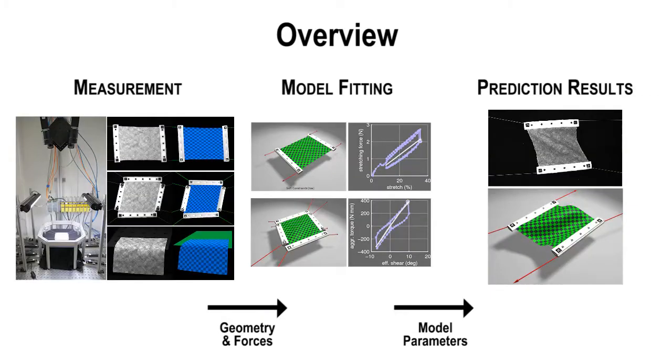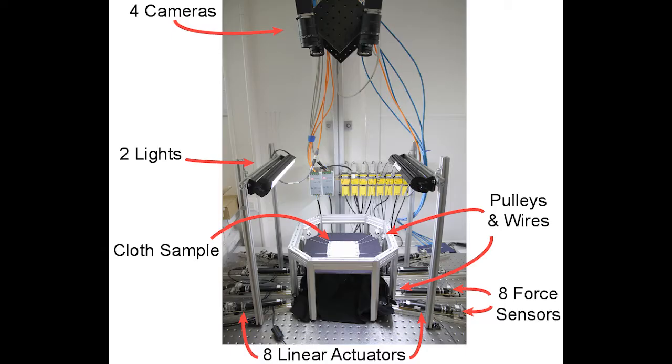Our approach starts by measuring simple deformations, including stretch, shear, and bending. We then fit nonlinear parameters for multiple different cloth models, and finally predict motion under forces very different from those used for fitting. Our measurement setup reconstructs the 3D deformation of a cloth sample and also measures all forces applied to it.